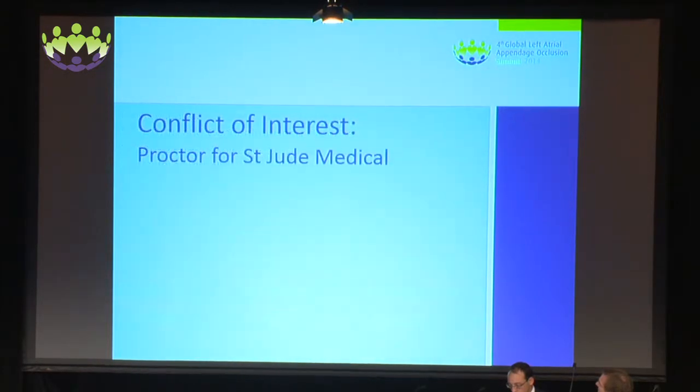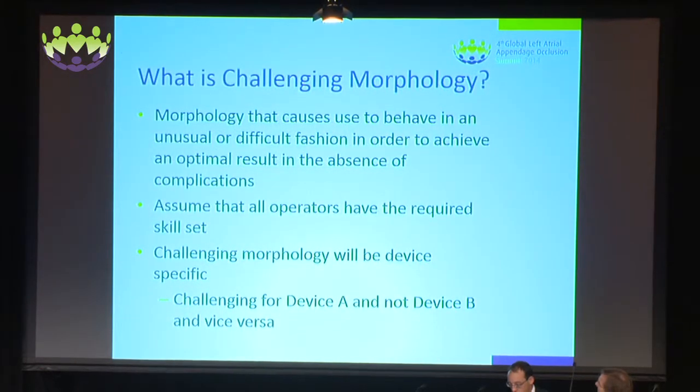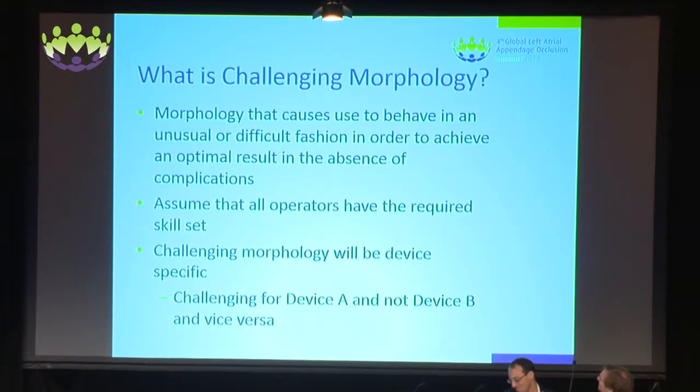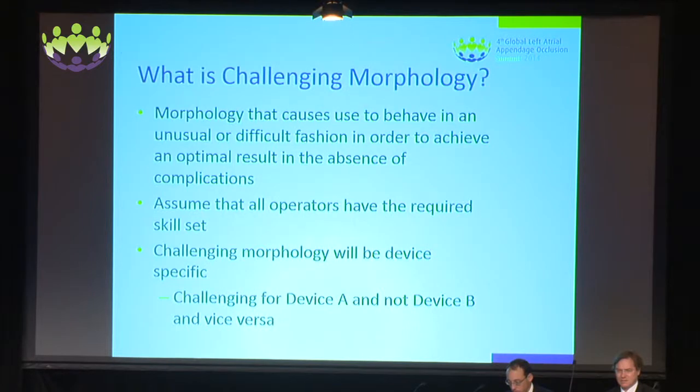And what I'd like to do is, aside from mentioning my conflict of interest, I'd like to have a think about what is in fact challenging morphology. And that is, I think, morphology that causes us to behave in an unusual or difficult fashion in order to achieve the optimal results in the absence of complications, achieving what we want to achieve without any complications.